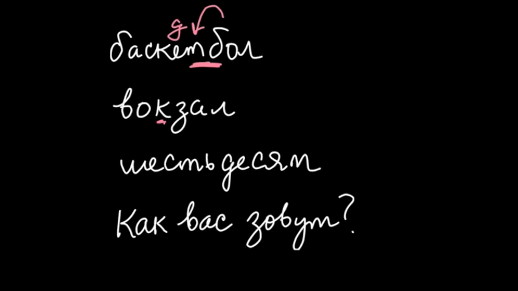Take a look at this word here. Z, voiced. K, voiceless. So z forces k to become more like g. Вокзал.